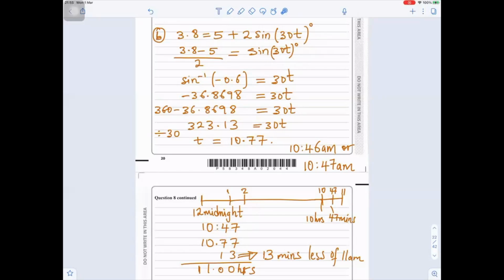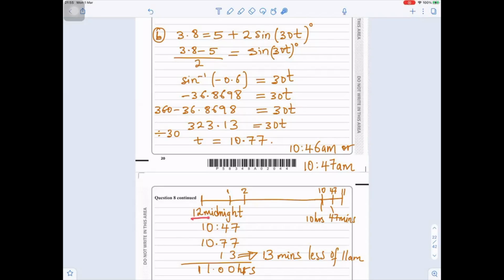For part B, we have 3.8 is equal to 5 plus 2 sine 30t. So we divide by 2 and find the inverse sine of that. That will give us 30t to be minus 36.8698. So 360 minus that gives us 30t. So 323.13 will give us 30t. And t will be 10.77, which is 10:46 a.m., or roughly 10:47 a.m. if you want to use that.